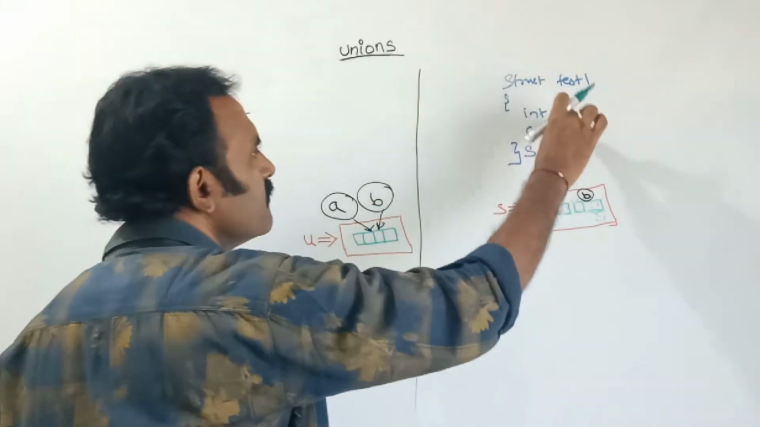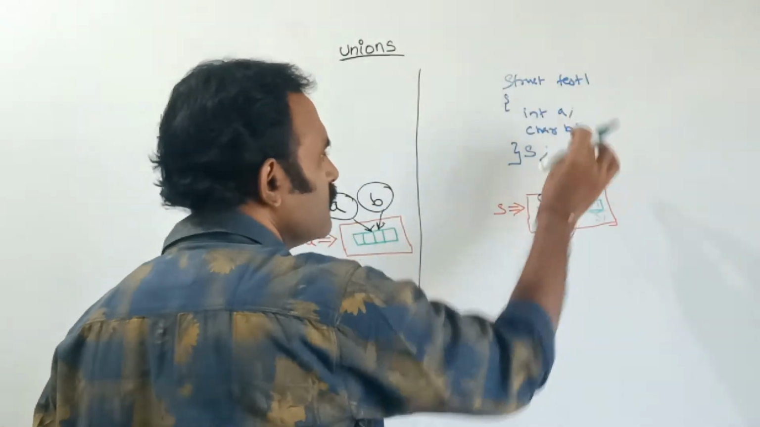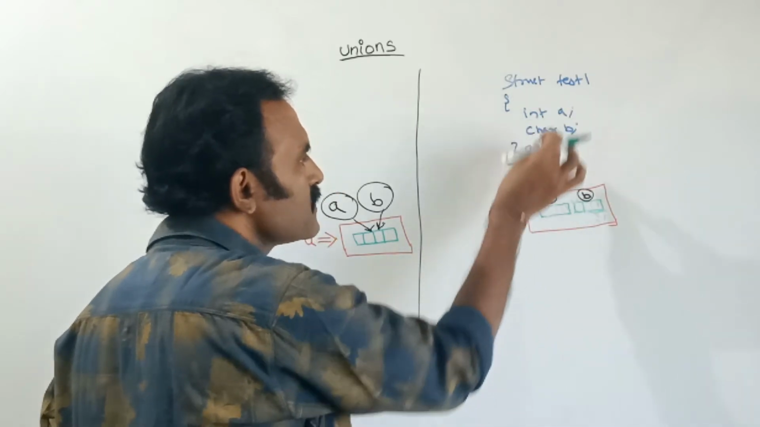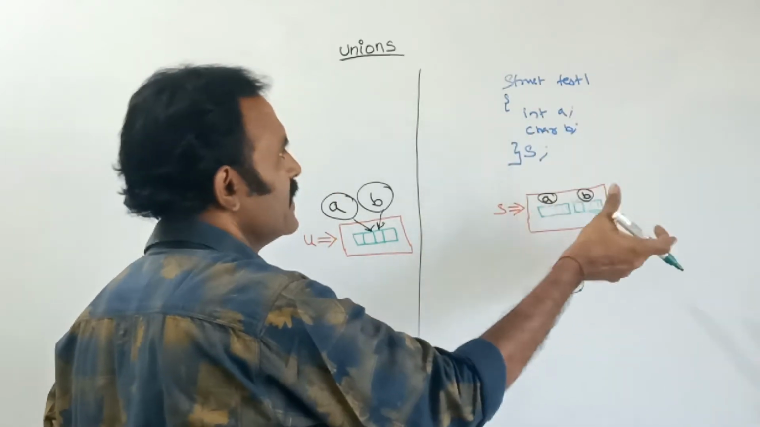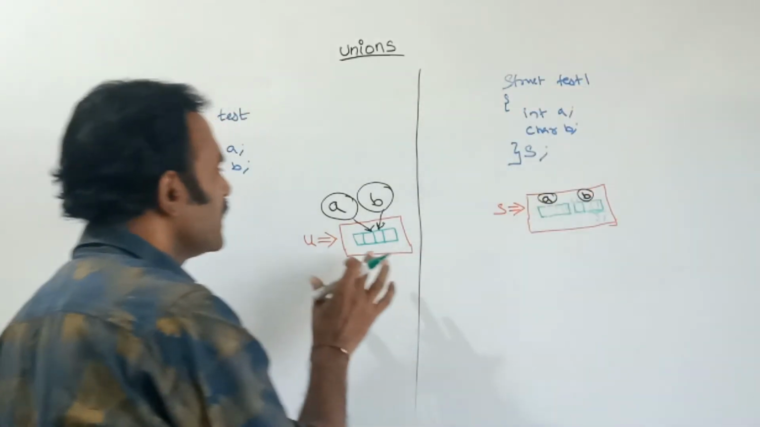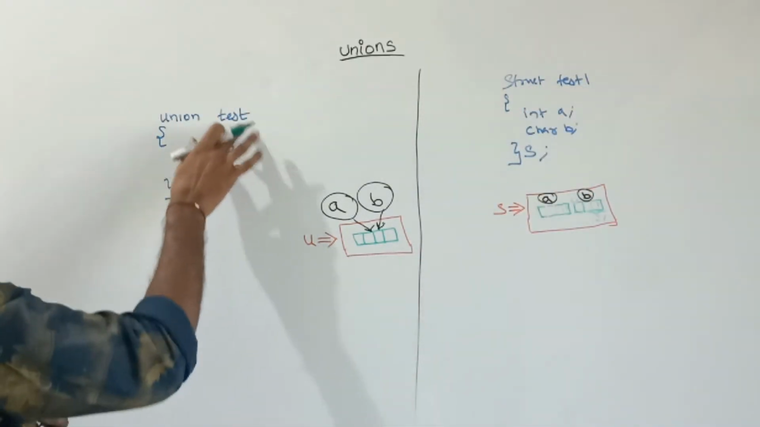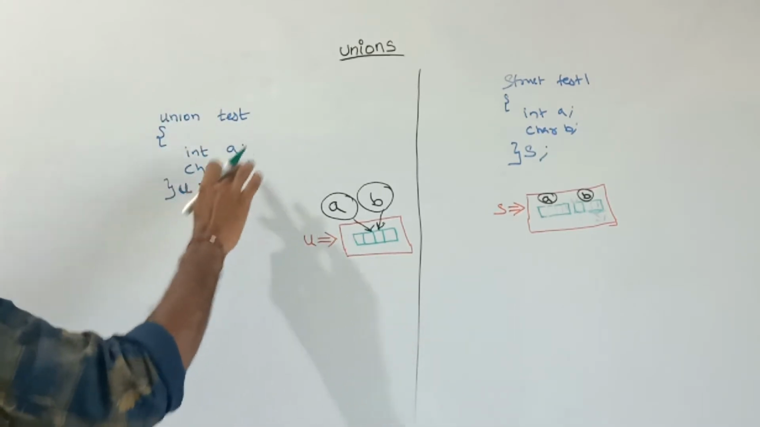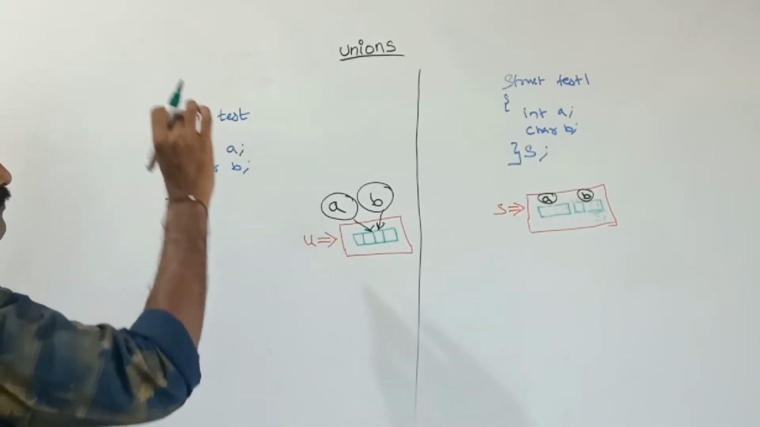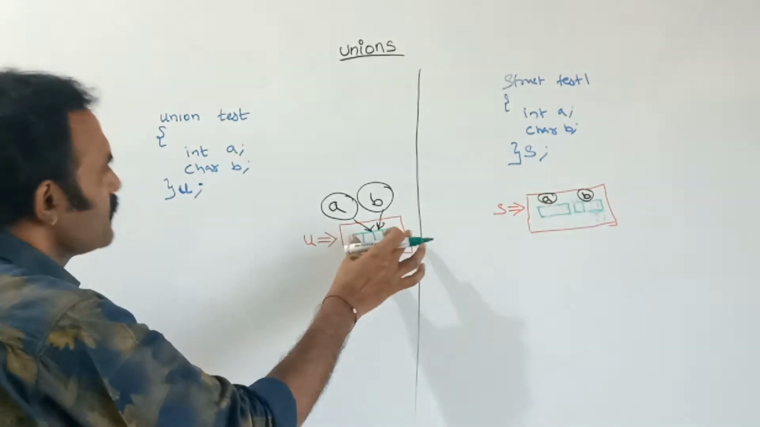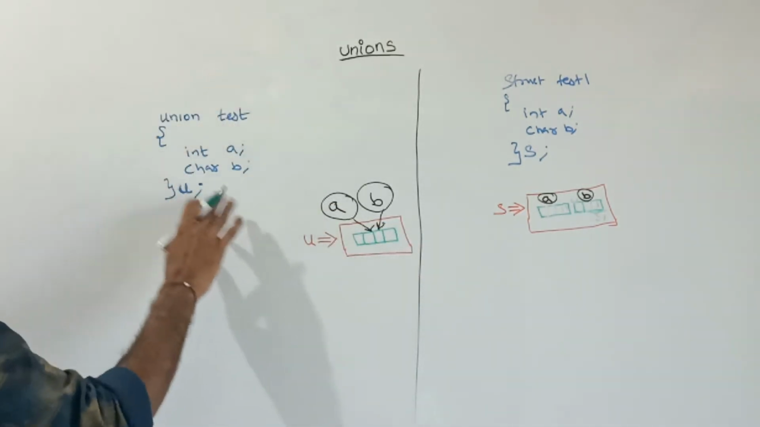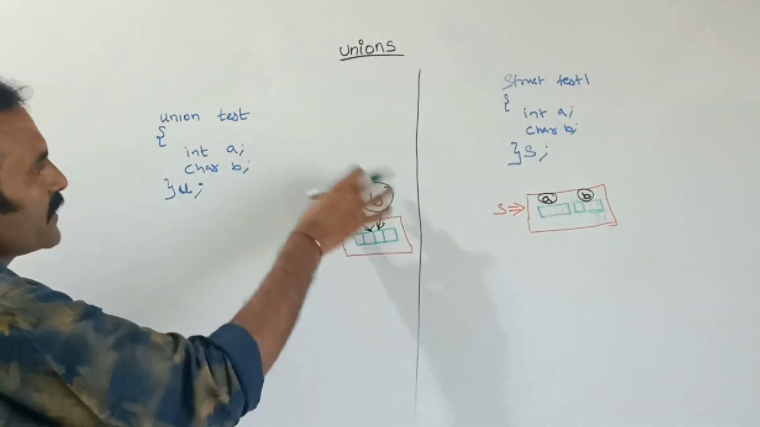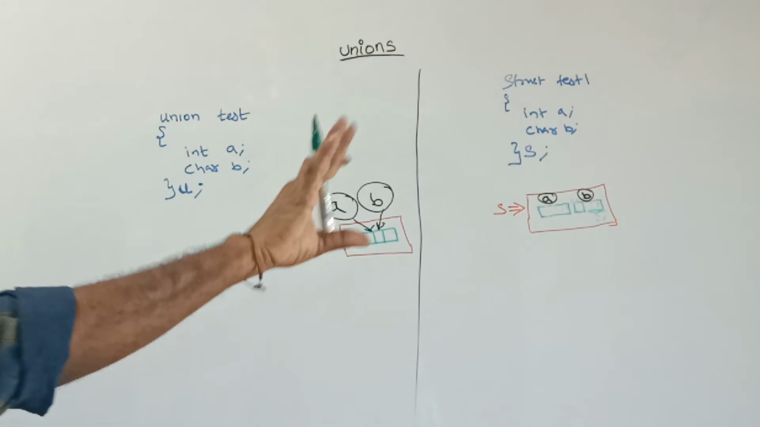For each and every structure member, it has its own memory space. The memory space is allocated individually in the structure, but in a union it is not like that. Among the list of members, it will check which member has the highest memory space, and it will allocate that memory space. After that, for each and every member, that same space is used. See, this is the main difference.